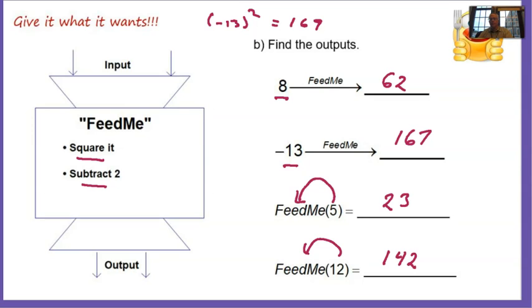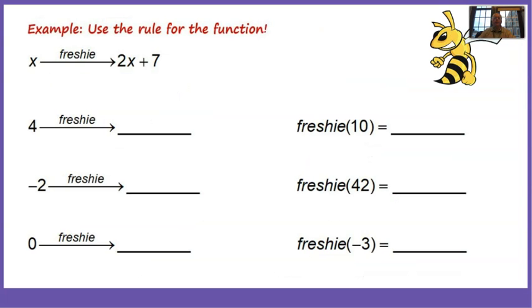That's how that works. Here we have a rule specified using arrow notation. Whatever the input is, we put it in the function freshie, and we do 2 times the input plus 7. So when we put 4 into the function, we do 2 times 4 plus 7. 8 plus 7, that's 15. That's the output. When you put negative 2 in, 2 times negative 2 is negative 4, plus 7 is 3. And when we put 0 in for x, 2 times 0 is 0, plus 7 is 7.